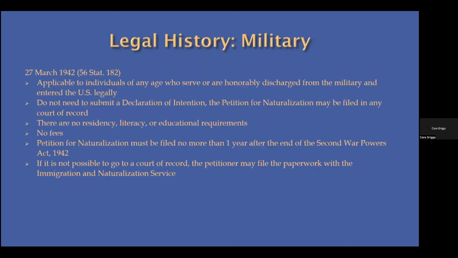The U.S. relaxed its naturalization laws again during World War II, and the provisions were very similar to the ones from World War I, most notably that a declaration of intention was not required. The U.S. had been requiring literacy tests and even had a place for that information on naturalization forms by 1906, but those were waived. But this time legal entry was required.